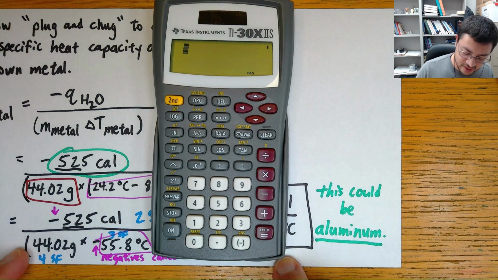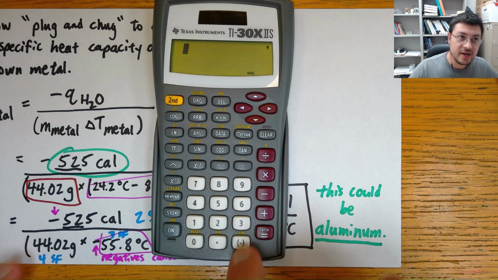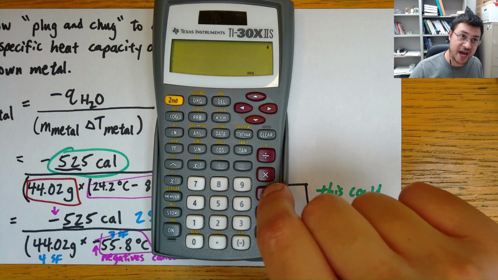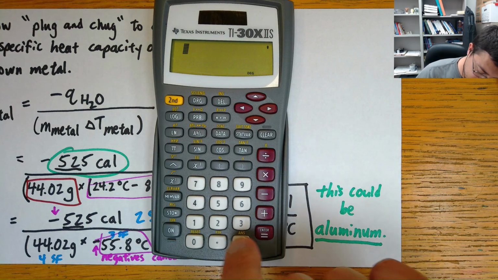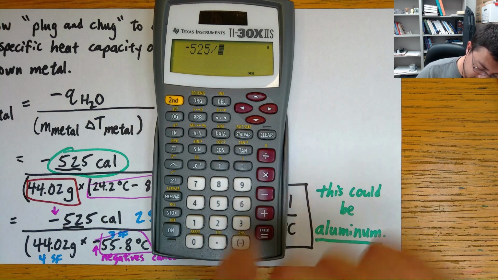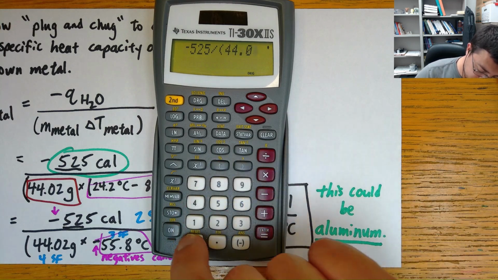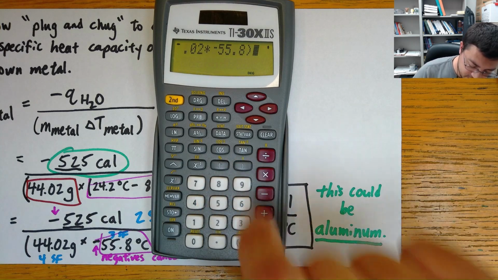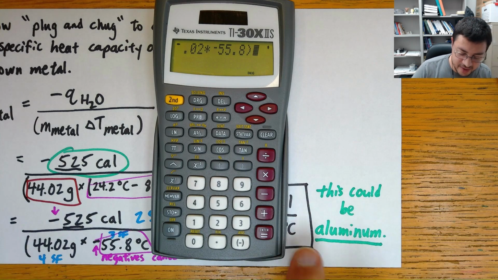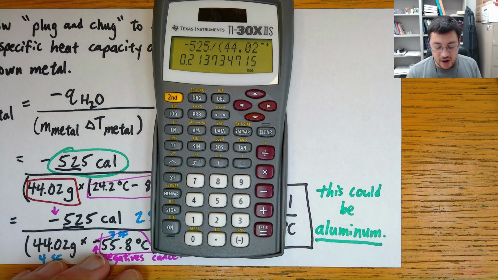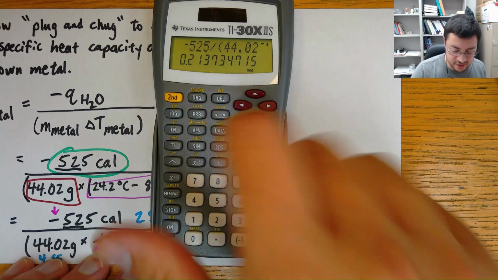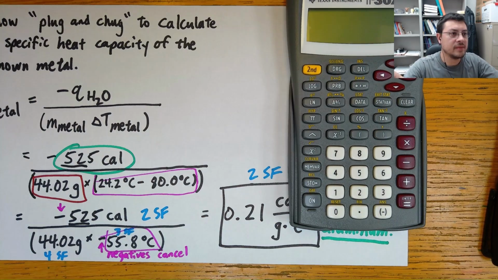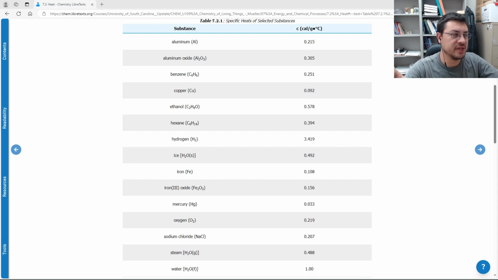Just be aware that on some calculators, you have to use the so-called negative sign, and not all of them will allow you to use the subtraction operation. So: negative sign 525 divided by, open parentheses, 44.02 times negative 55.8, close parentheses. Make sure you use parentheses for the denominator if you're calculating it my way. So 0.214 is the answer, but we can only go to 2 sig figs, so we say 0.21.